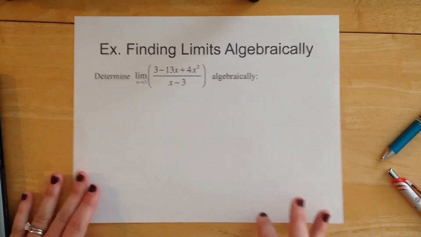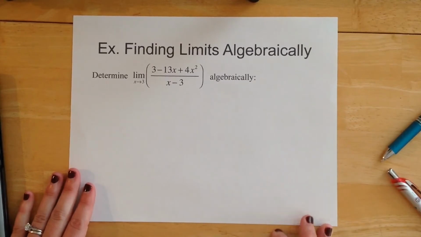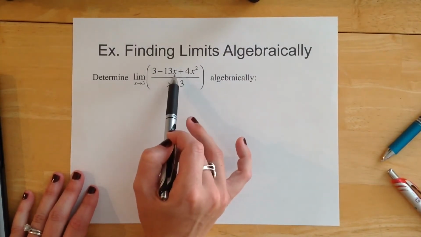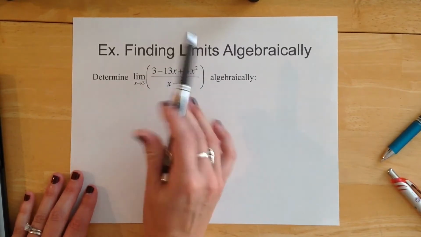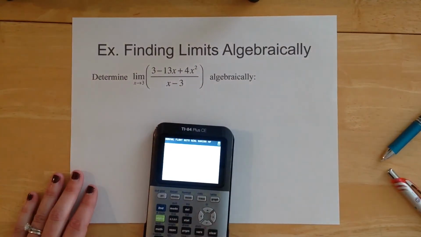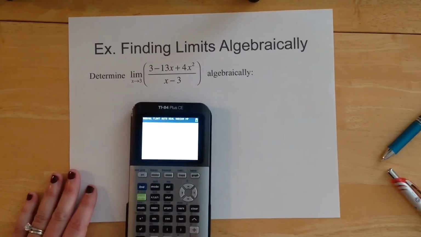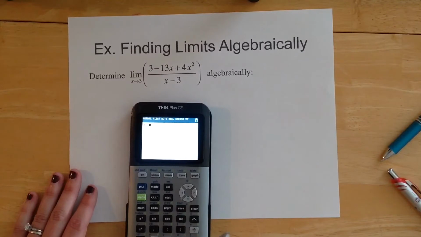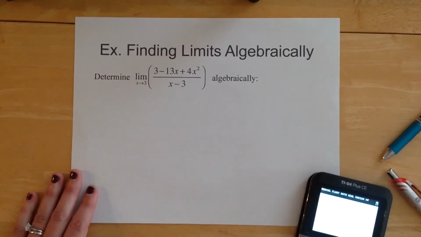Okay, last example. So, if we were to try direct substitution here, 3, I see the denominator would be 0, but I want to make sure the numerator would be 0. So 3 minus 13 times 3 plus 4 times 3 squared would be 0. So we'd end up with 0 over 0.